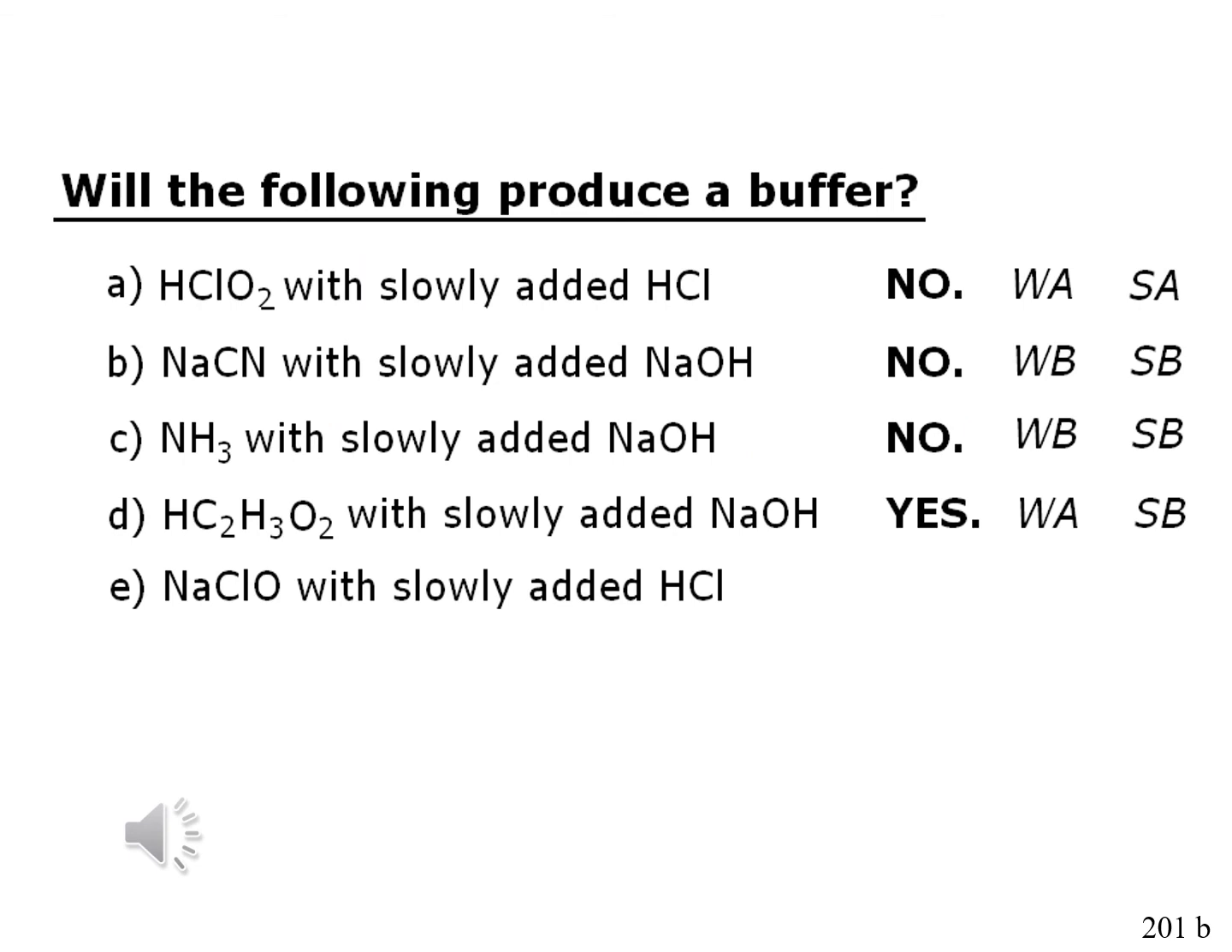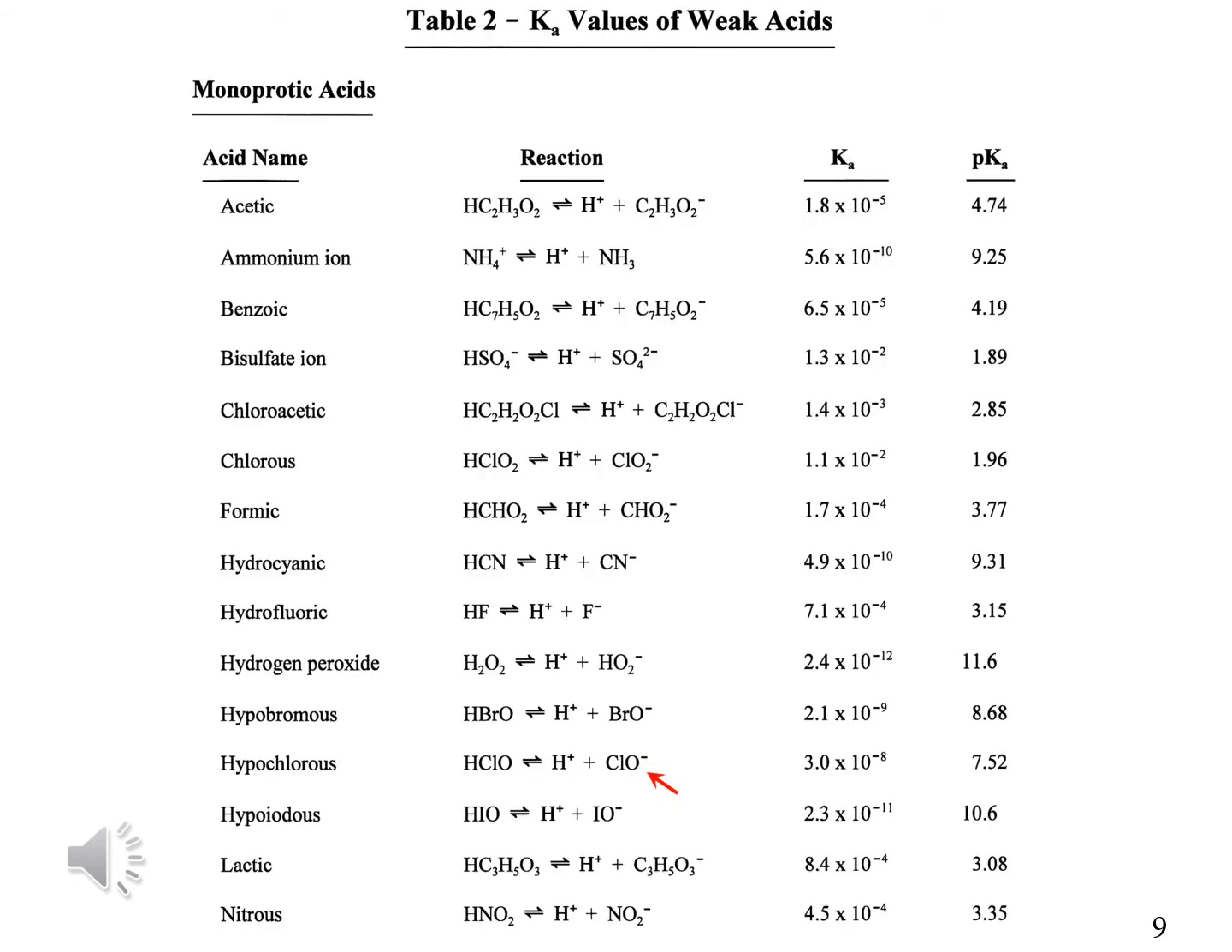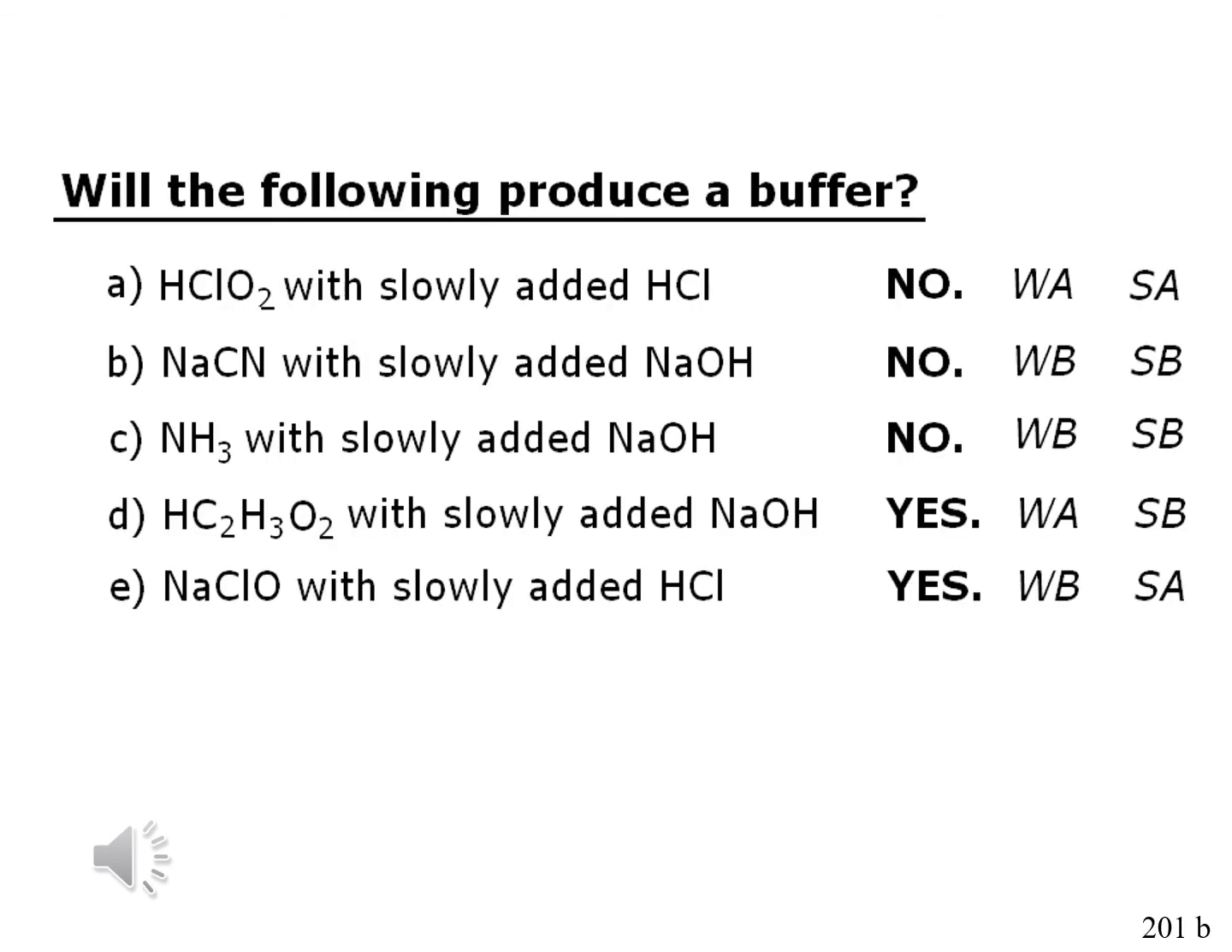The next one asks, NaClO with slowly added HCl. Well, NaClO is a weak base, or the ClO minus part of it is. So if you take a weak base and add a strong acid, it should work. Let's see about that. Here you can see ClO minus really is a weak base. How is this actually going to work?